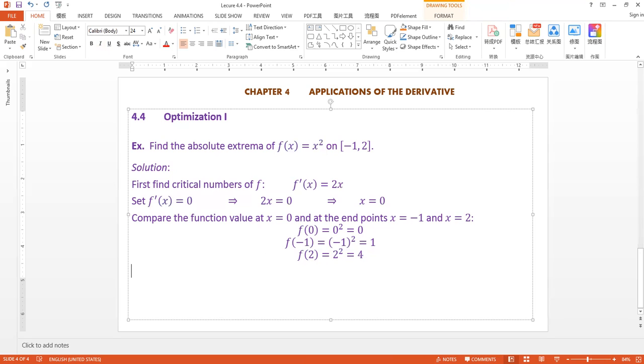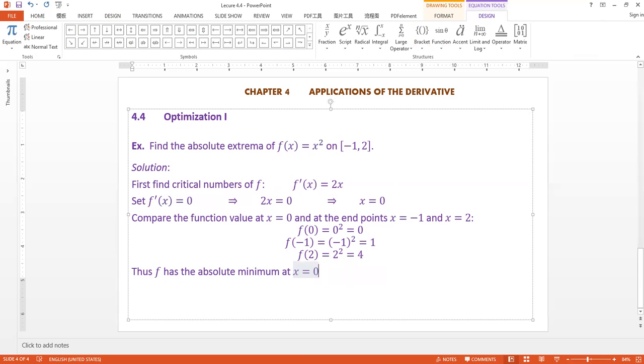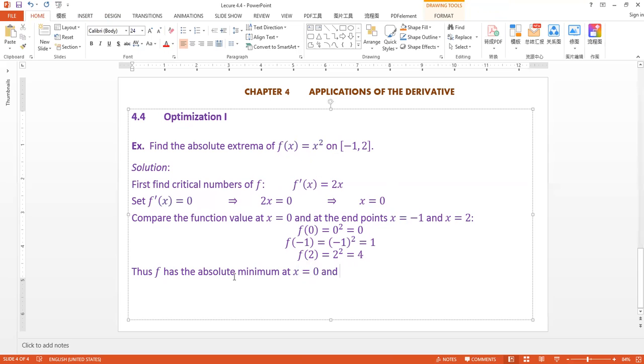So now compare the values of the function at those points. We find the lowest point is actually at x equals 0. So the function f has the absolute minimum at x equals 0. And the absolute maximum at x equal to 2. So 4 is the highest. So that's the answer.